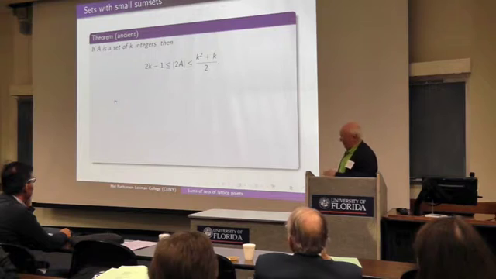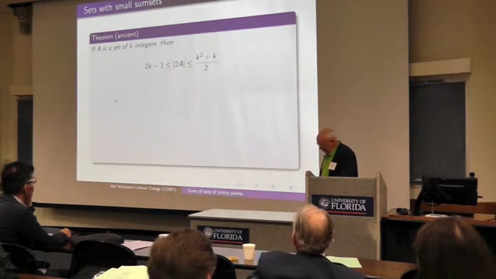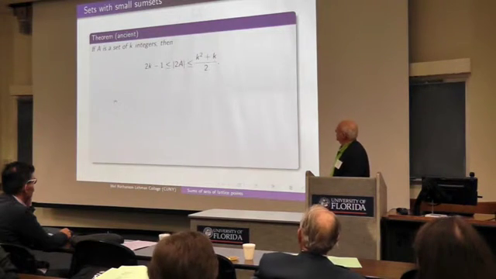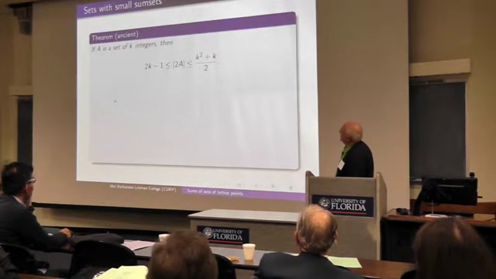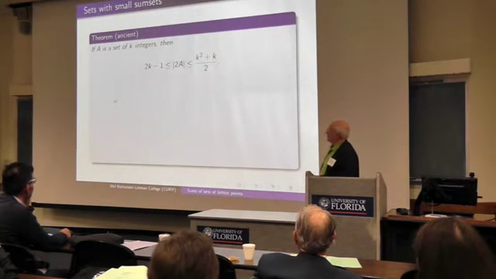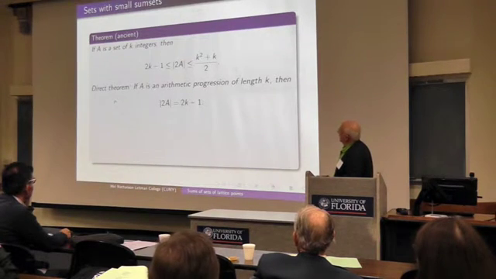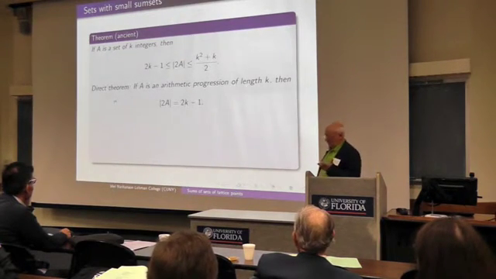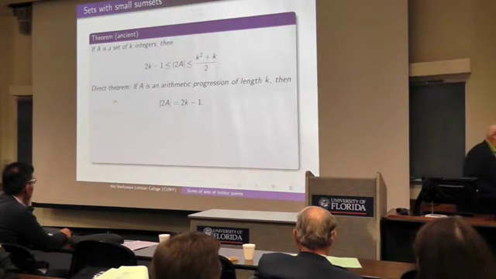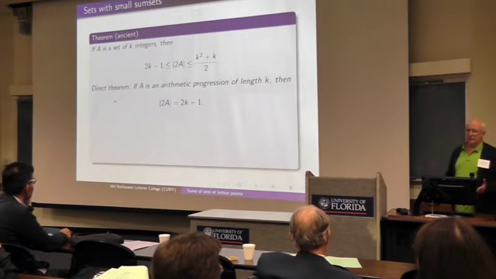But I'm interested in results originally due to Freiman, which have to do with the size of sum sets. So this is an ancient theorem. If you take a set of k integers and you add it to itself, it has at least 2k minus 1 elements and no more than k squared plus k over 2 elements. And what we call a direct theorem in additive number theory, it's a theorem that says if you know something about the structure of a set, then say something about the sum set.